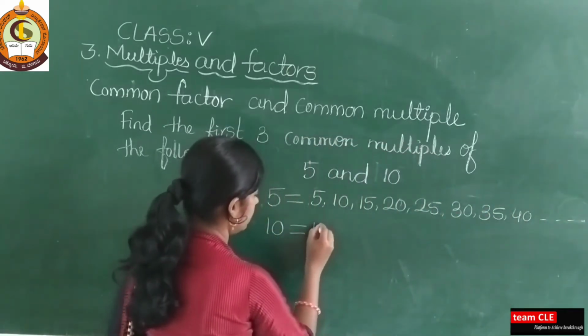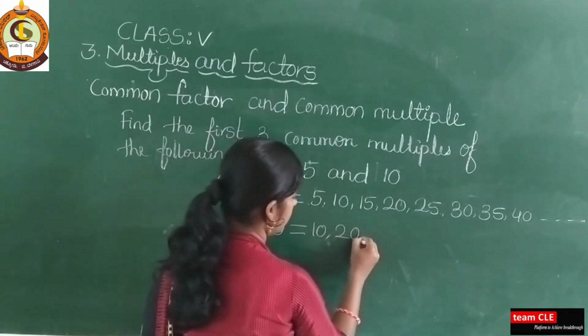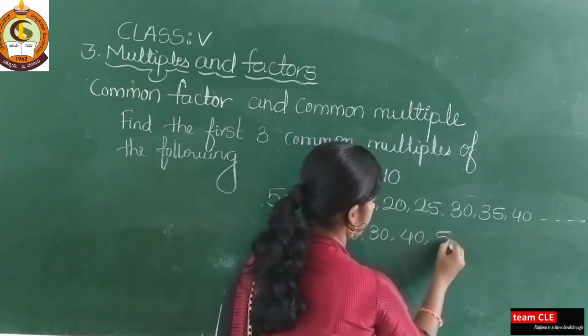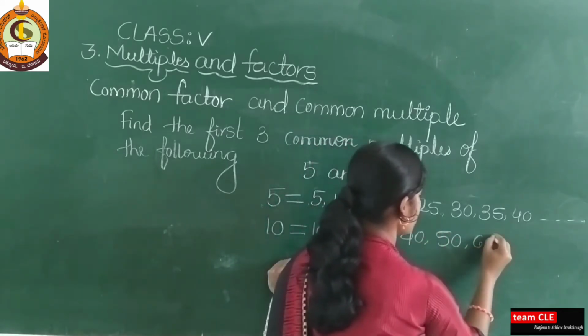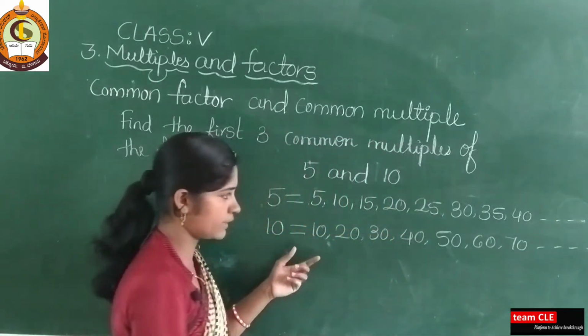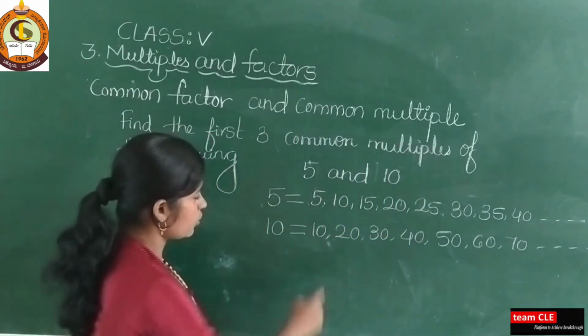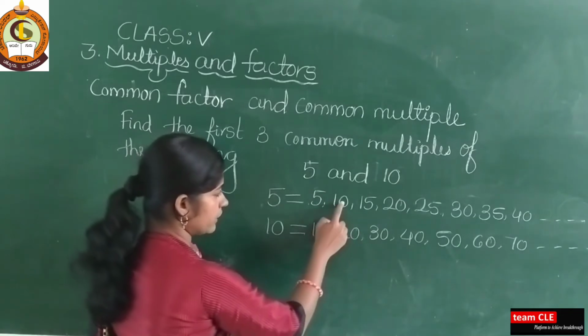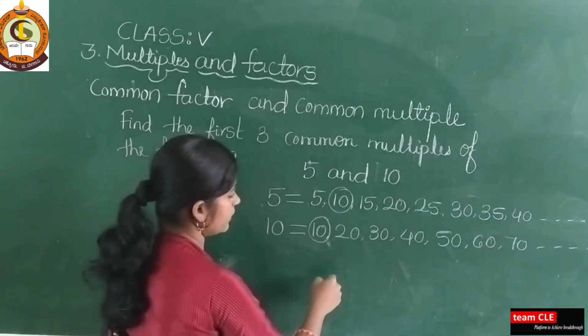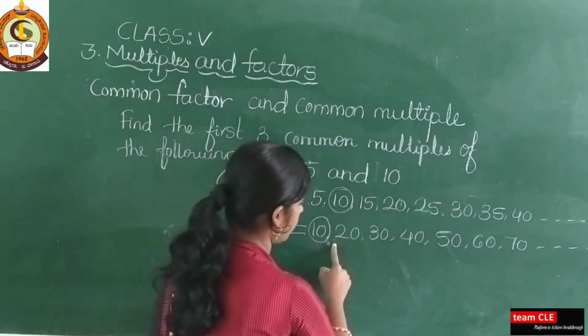Next, write 10, 20, 30, 40, 50, 60, 70, and so on. So check here for common multiples. Here 5 is not there. 10, yes, it is there. So circle this number. Next, 15 is here, but not there.